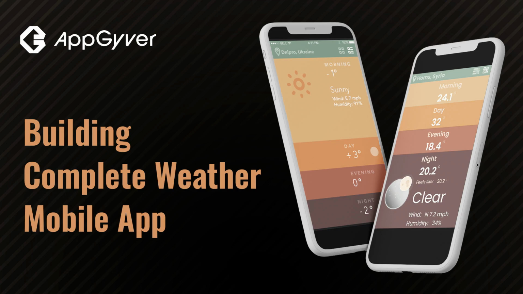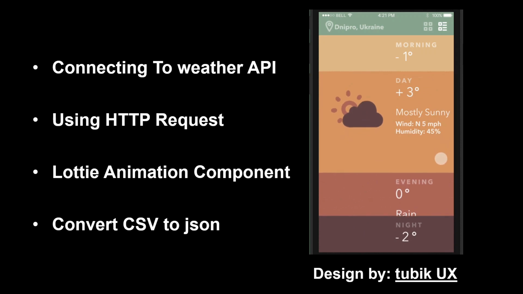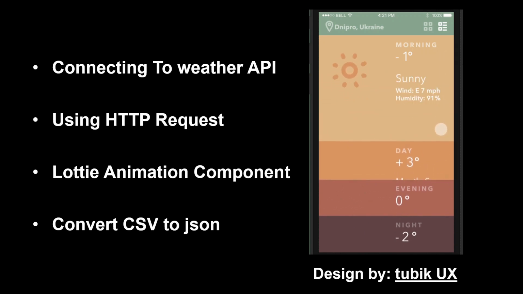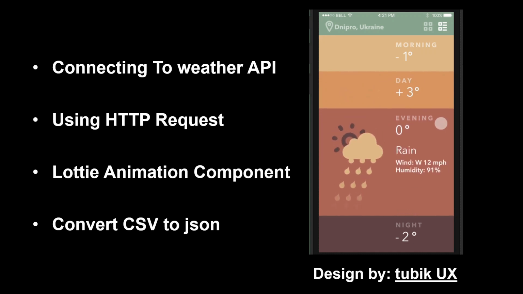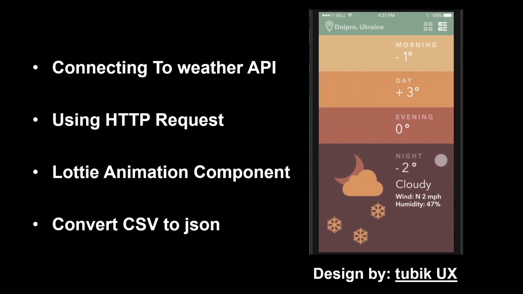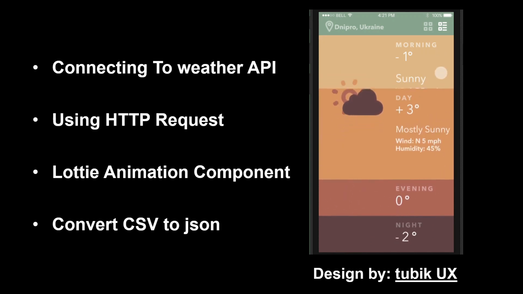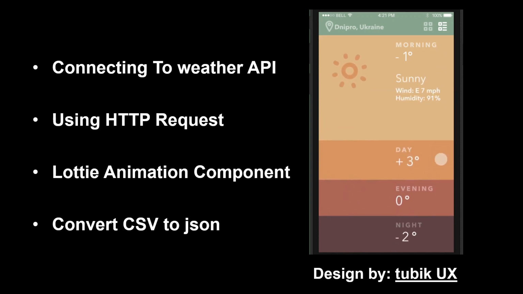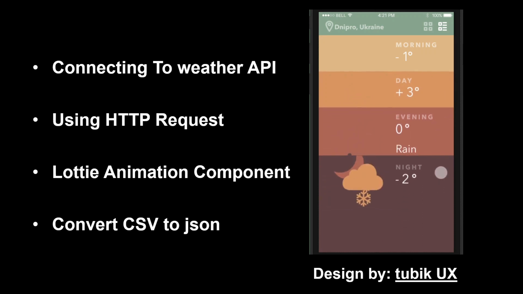Today we will build a complete mobile application which displays weather information using a simple and powerful design. In this step-by-step tutorial, you will learn many things including connecting to Weather API, and we will be using the HTTP request flow function instead of REST API connector, and you will see why and how to do this. We will use a very interactive front-end component, which is Lottie Animation component.